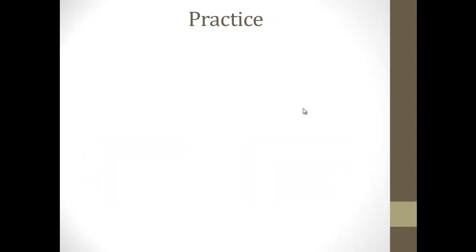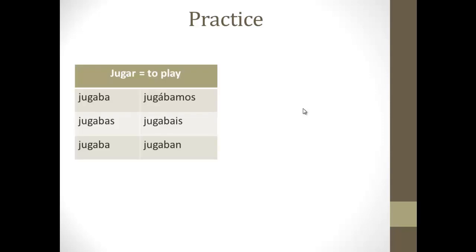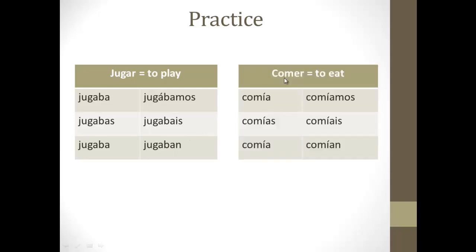Let's look at a few verbs. Let's start with an AR verb. Here you see the verb jugar. To conjugate jugar in the imperfect tense, it would be jugaba, jugabas, jugaba, jugábamos, jugaban. To conjugate an ER verb, comer, again we drop our ending and you add ía. So you have comía, comías, comía, comíamos, comían.